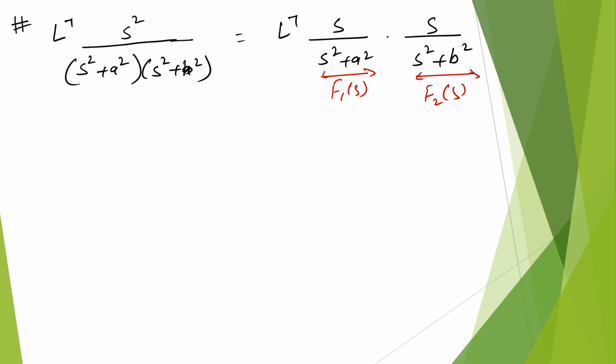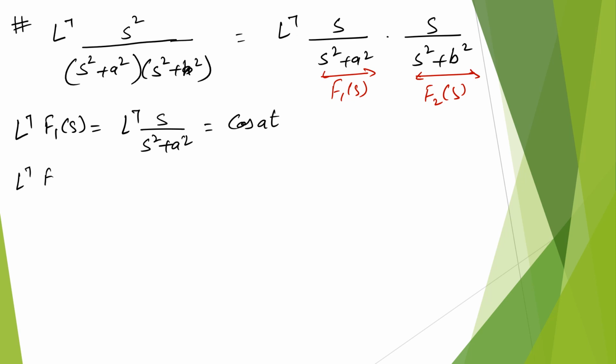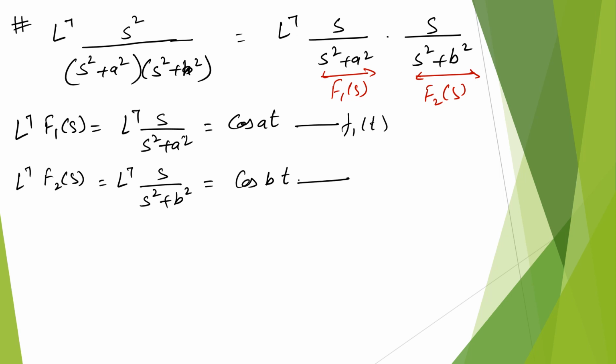Now Laplace inverse of f1s is equal to Laplace inverse of s upon s square plus a square, that will be equal to cos at, and Laplace inverse of f2s is equal to Laplace inverse of s upon s square plus b square is equal to cos bt. So this is our first function f1t, this is our second function f2t.